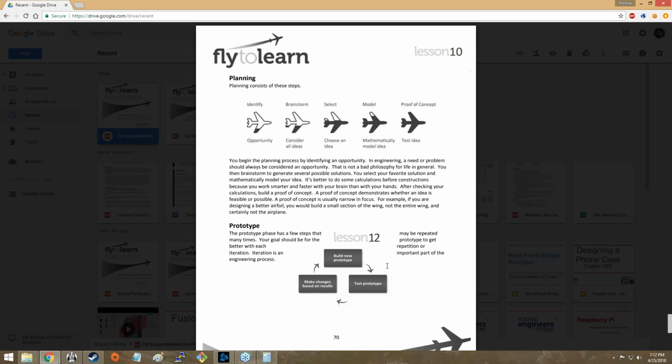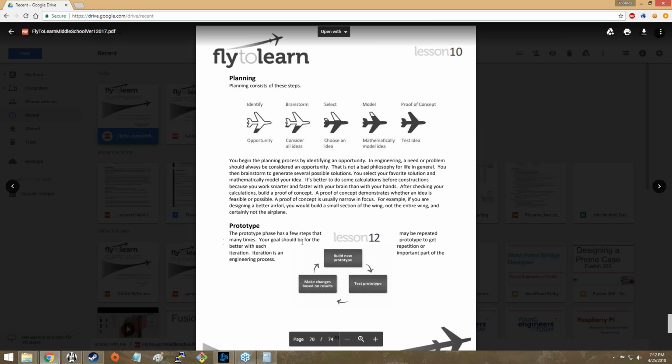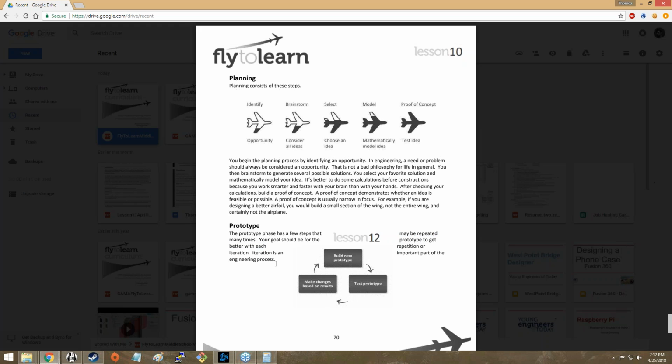So the prototype phase has a few steps that may be repeated many times. So your goal should be for the prototype to get better with each repetition or iteration. Iteration is an important part of the engineering process because nobody is going to be able to make a working design on the first try. It's just not possible.